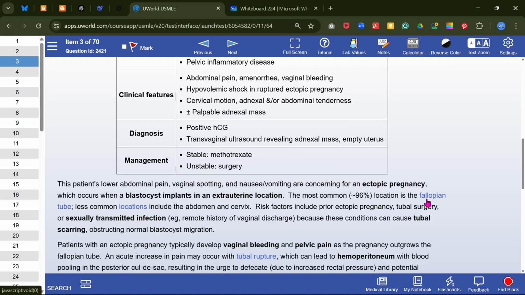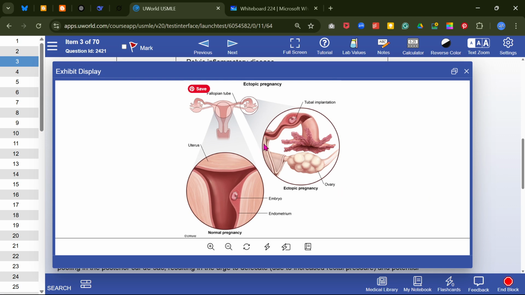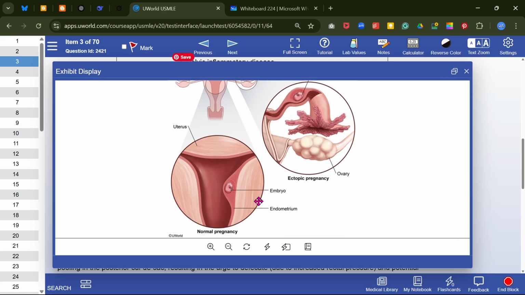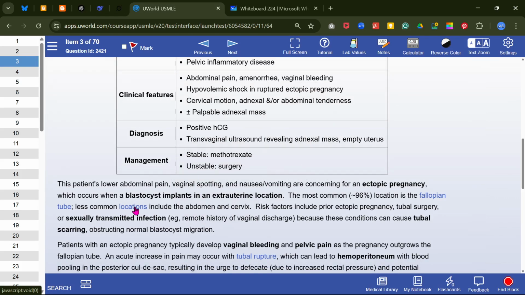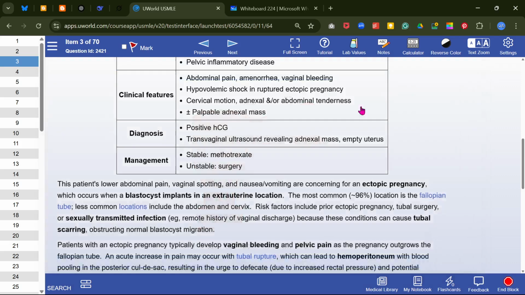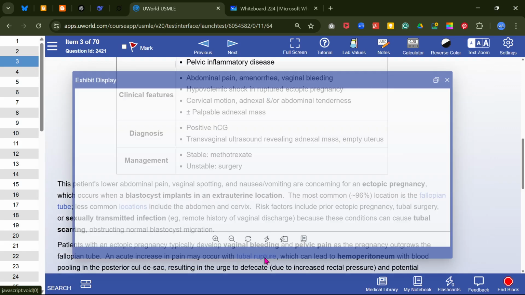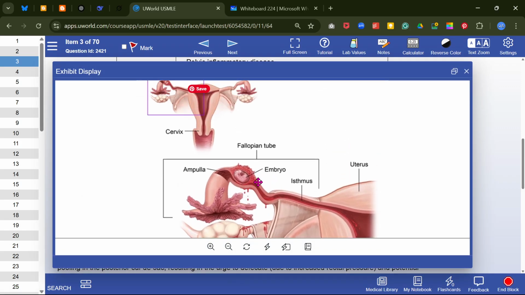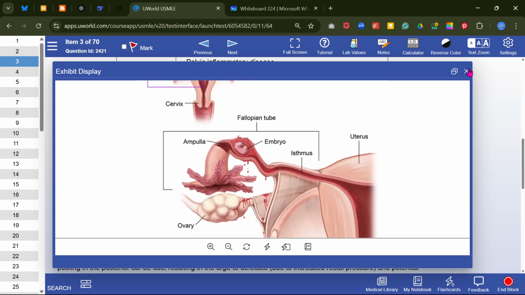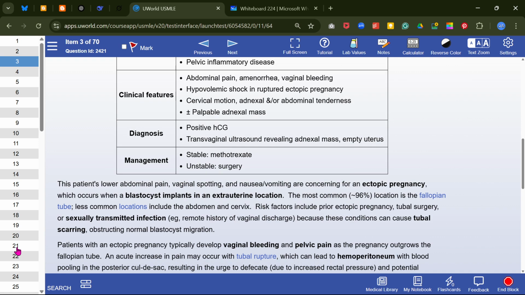Look at this picture. This is ectopic pregnancy. This is tubal implantation, ectopic pregnancy, embryo, endometrium. What are the other locations? We have already seen this picture. And this is the tubal rupture. This is the fallopian tube, the ampulla. This is a rupture. This is the uterus. Okay, look at this question now.